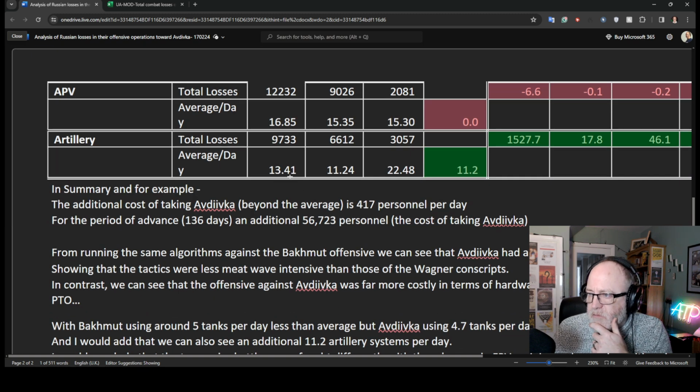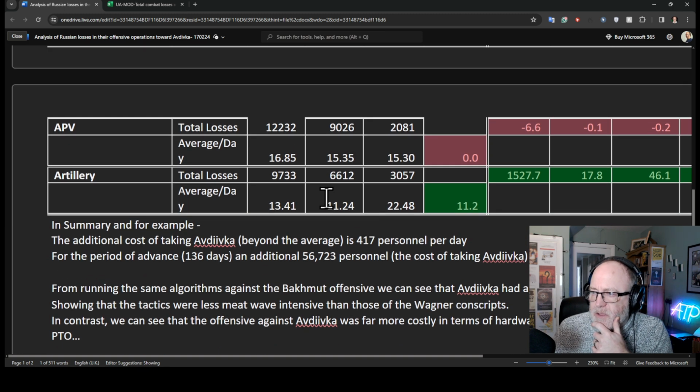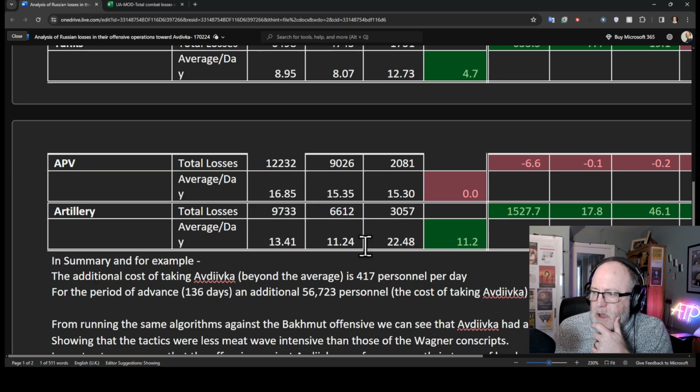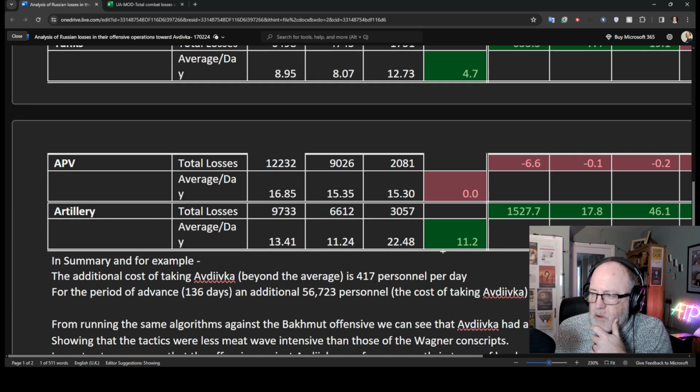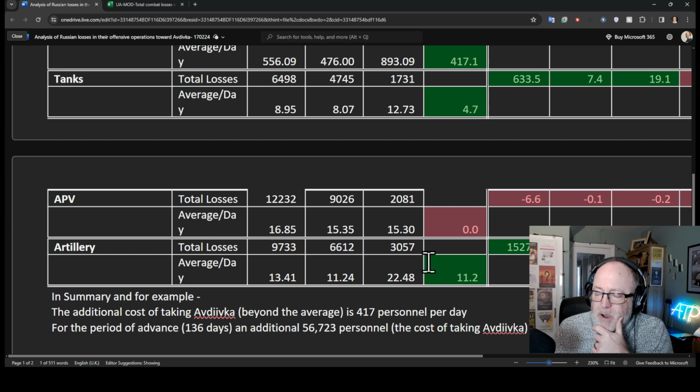And then in terms of artillery, Avdiivka has shown there to be a move from 11 per day to 22.5 a day. So there's a huge amount of artillery lost during the Avdiivka time. My personal thought is that's probably not a result of Avdiivka. That's probably a result of what Ukraine are doing all over the front lines, trying really hard since October to hammer the Russian artillery everywhere. In fact, I'd say that's going to be an awful lot to do with the Krynky area as well.